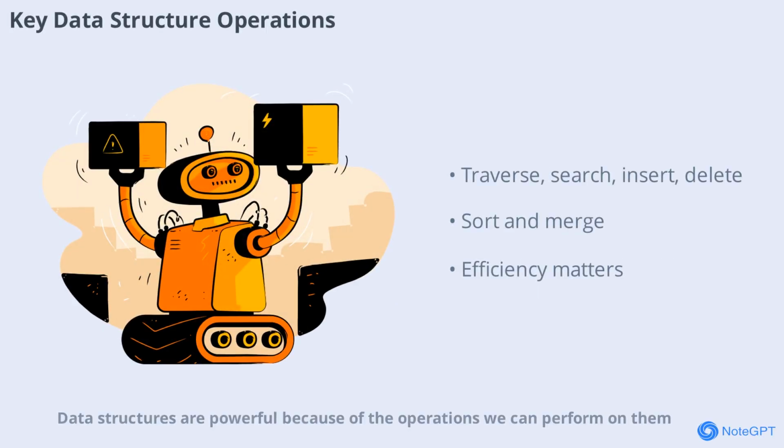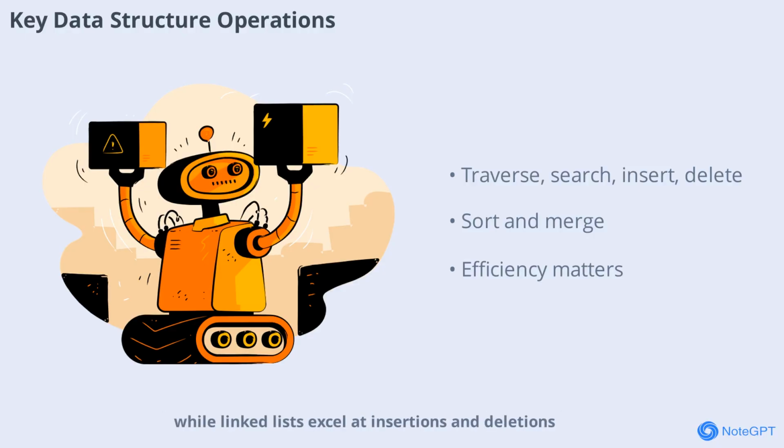Data structures are powerful because of the operations we can perform on them. The most common operations include traversing, visiting each record; searching, finding a record with a specific key; inserting, adding new records; and deleting, removing records. Sorting and merging are also important for organizing and combining data. The efficiency of these operations often determines which data structure is best for a particular task. For example, arrays are great for fast access, while linked lists excel at insertions and deletions.